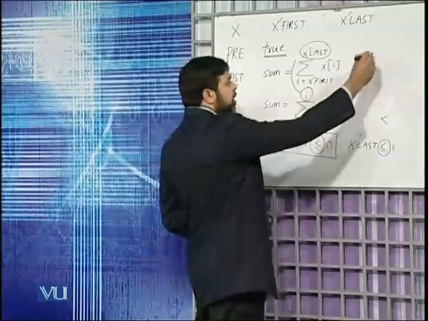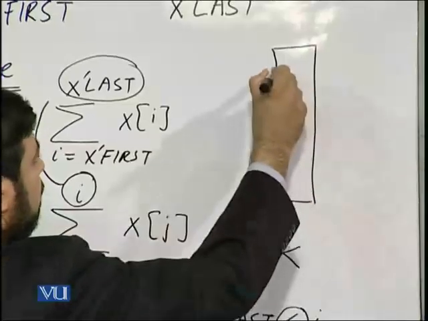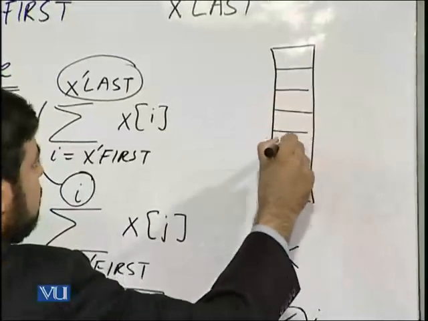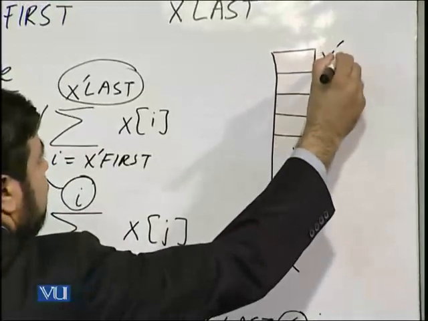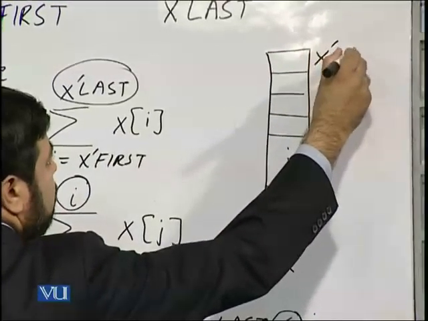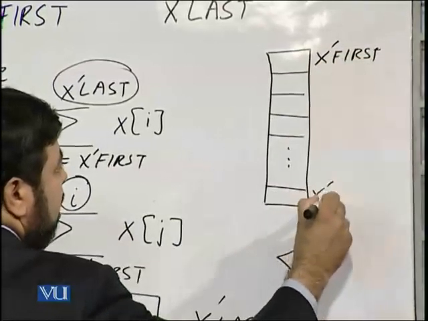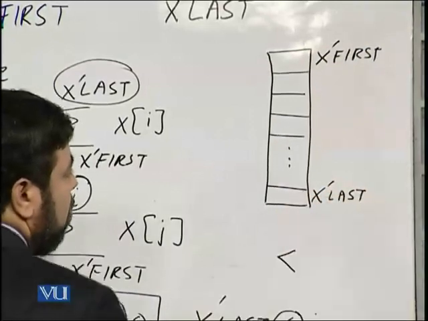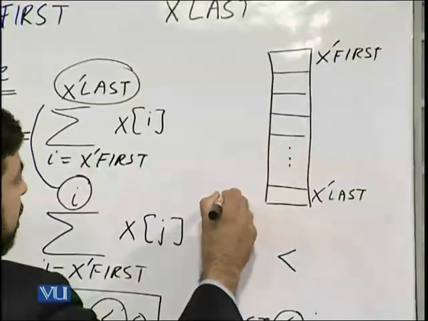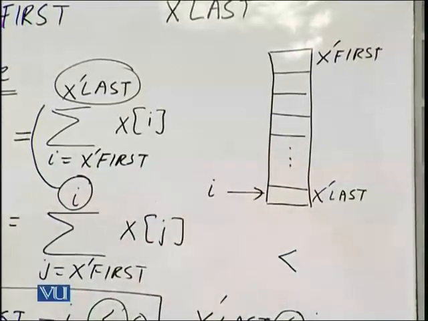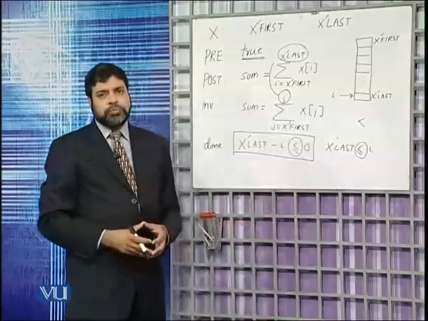Let us assume that I have this array here, and I have the elements in this array. So this is my first index, and this is my last index. When the value of I is here, am I done at this point in time or not?